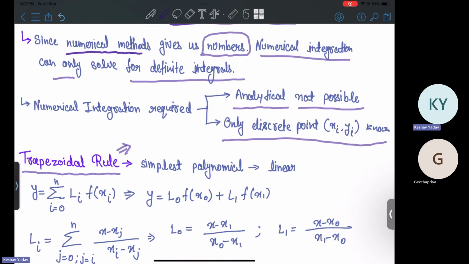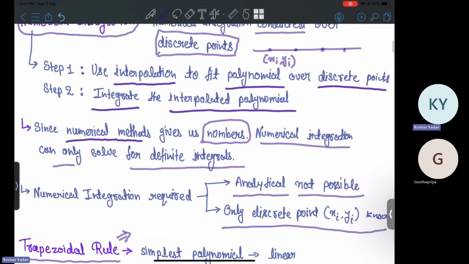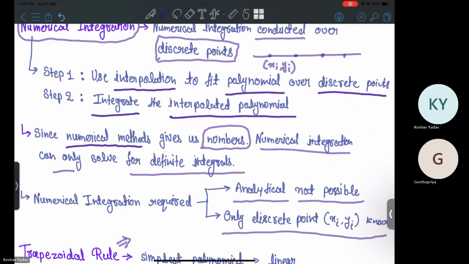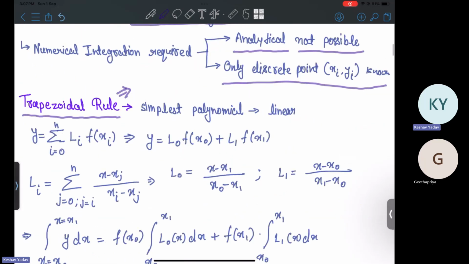So here we have seen that there are two steps involved in numerical integration. The first step is finding the interpolating polynomial. The simplest form of polynomial can be linear. So in the trapezoidal rule, we assume a linear interpolating polynomial.